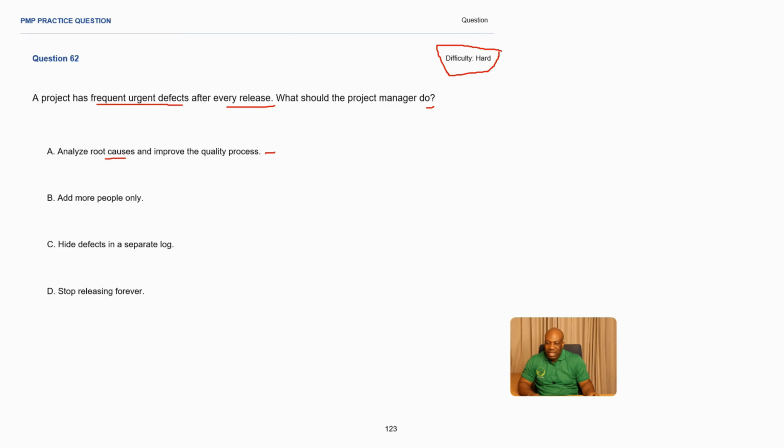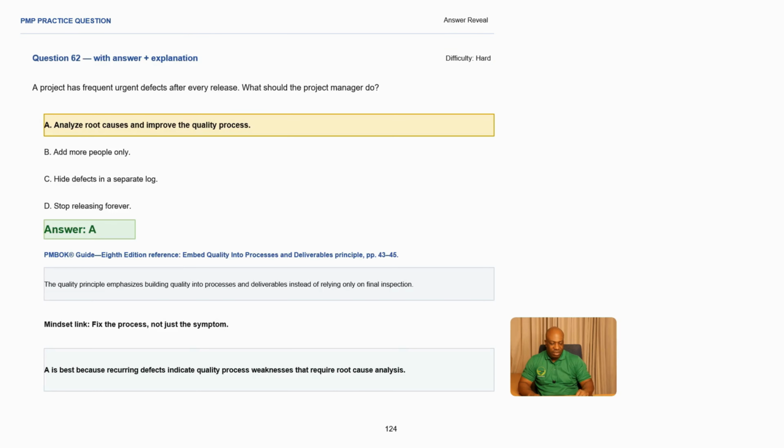B, add more people only. This does not address the problem of defects. C, hide defects in a separate log. Don't hide anything. Project management ethics does not allow for this, so this one is incorrect. D, stop releasing forever. You don't stop activities in a project just like that, making this one incorrect. So the best answer here is A. You need to analyze the root cause and improve the quality process, because this is to do with defects. Every release you're having defects, so you need to analyze what is causing these defects.